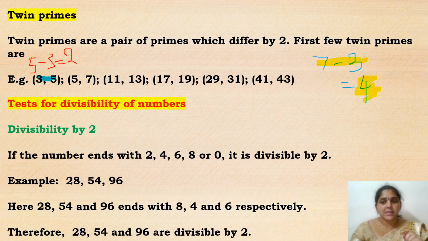Now we will see the divisibility rules, the tests of divisibility of numbers. How are we going to divide a number? My first rule is divisibility by 2. If the number ends with 2, 4, 6, 8 or 0, it is divisible by 2. This means the ending digit of any two-digit or three-digit number should be a multiple of 2. If you check your 2 table, what will you get? 2 ones are 2, 2 twos are 4, 2 threes are 6, 2 fours are 8, 2 fives are 10.